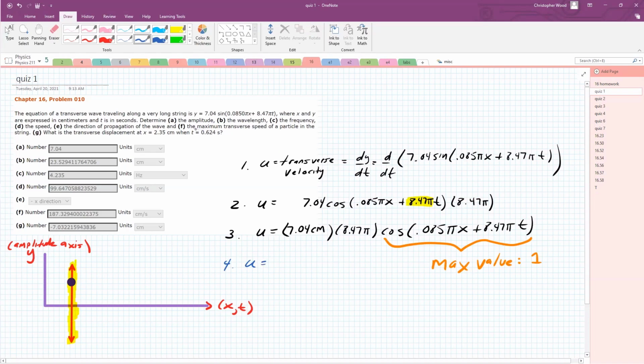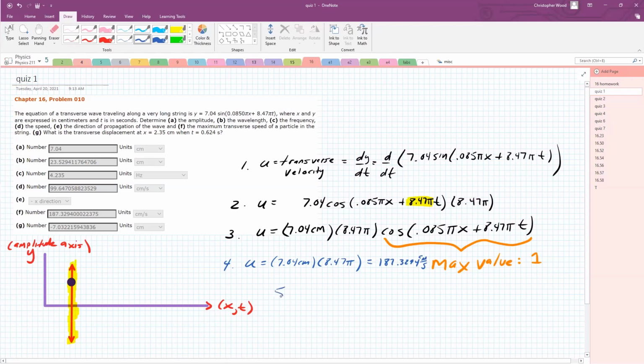Part F says, find the maximum transverse speed. Okay, so what is 7.04 centimeters times 8.47 pi? The answer would be 7.04 times 8.47 times pi, or 187 and some change, 187.3294. The last thing we need to do here is note the units, centimeters per second.